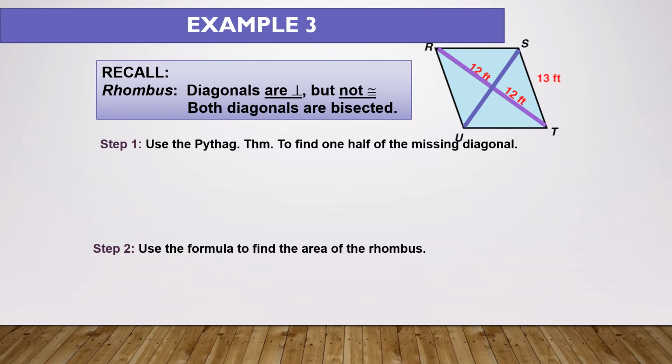Okay, most important thing about a rhombus is that, again, the diagonals are perpendicular, but they're not congruent. So you might have one that's like 24 and one that's 10, but both diagonals are bisected. So this 12 feet is congruent to this 12 feet, and this value is congruent to this value. That is the difference between the rhombus and kites.